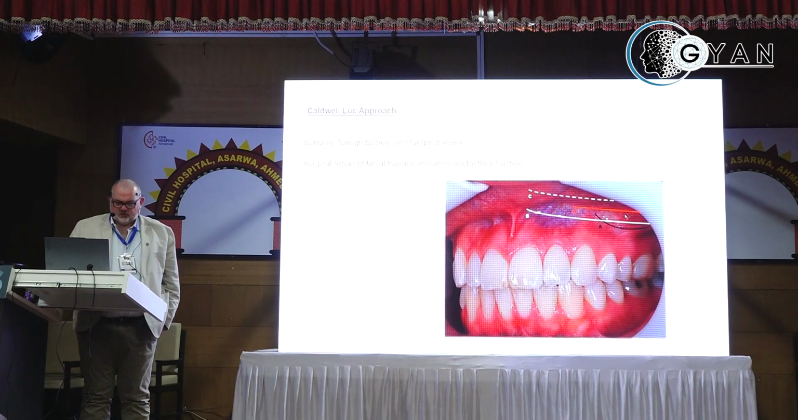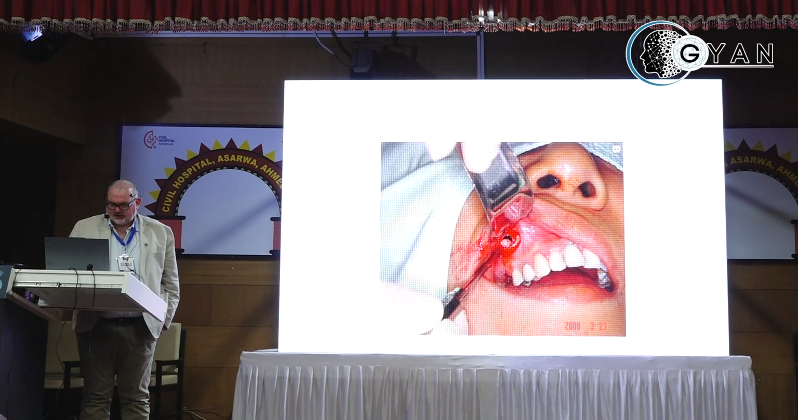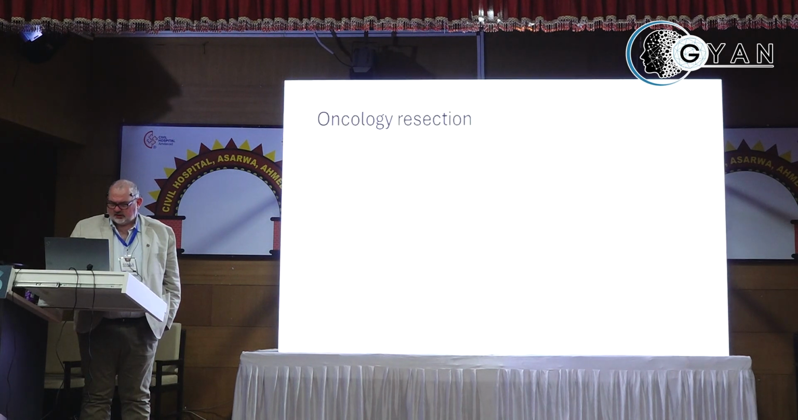Caldwell-Luc, yeah, you all know about it. What do we use it for? Well, we all use it for taking things out that shouldn't be in the antrum, i.e. when we get into difficulty and push a root into the antrum. This is one where one of my trainees decided it'd be a good idea to push the palatal root of an upper 6 into the antrum, so we fished it out. And again, you can use it for biopsies as well if you wanted to. It's a very nice incision just to do a little biopsy and curettage there.